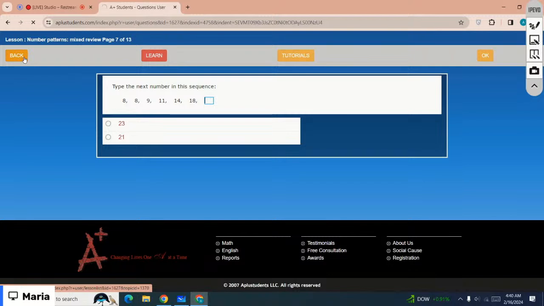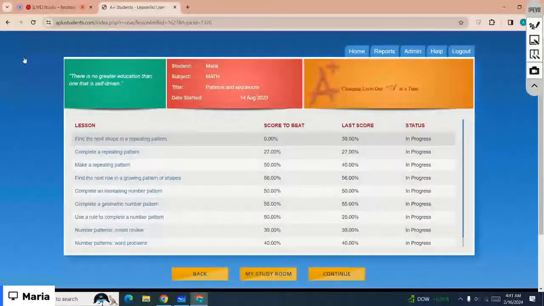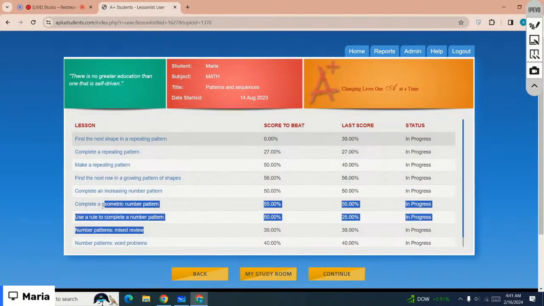So we were working on grade 4 math. The chapter we were working on is patterns and sequences, and the lessons we have covered today are complete an increasing number pattern, complete a geometric number pattern, use a rule to complete a number pattern, and number patterns. So please make sure before the next session you complete all the practice questions for the lessons we did today. That is your homework until the next session, right?